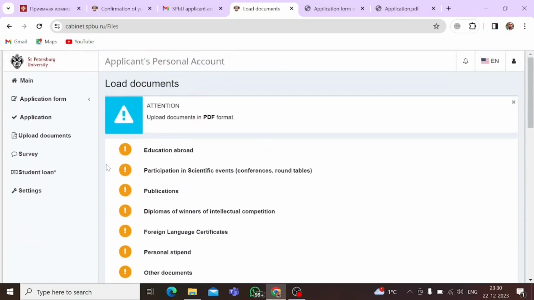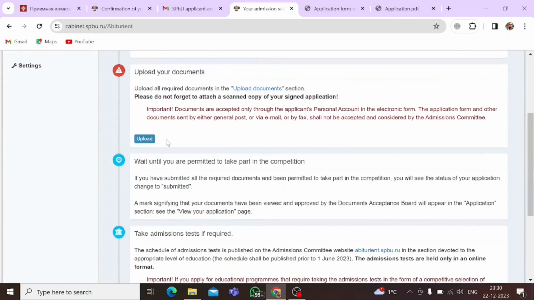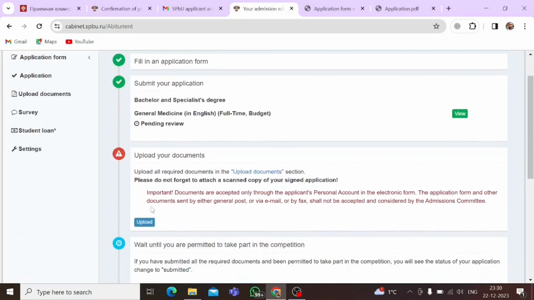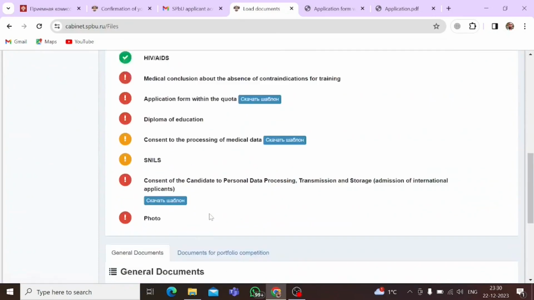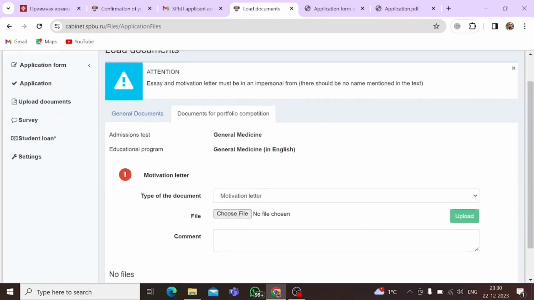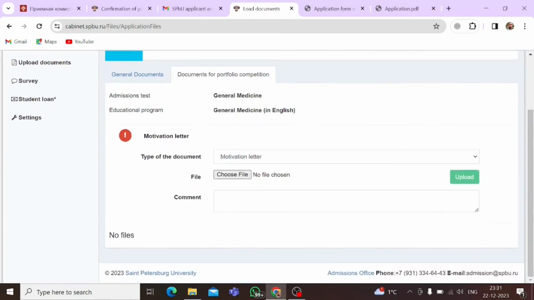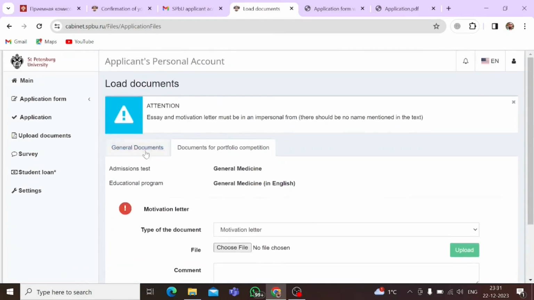Once you've done all of this, now you have to wait. Let's come back to the main scheme. Once you do it, you're going to wait until you're permitted to take part in the competition. So once you've submitted the documents, that's going to be all. What you need to do is just wait and constantly monitor your application. And like I told you before, the motivation letter is the most important document here. Be sure to check my last video, the tips I gave you about writing a motivation letter. It's going to be really important for you. And it should be anonymous, right?